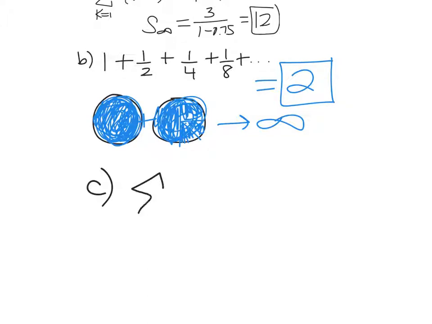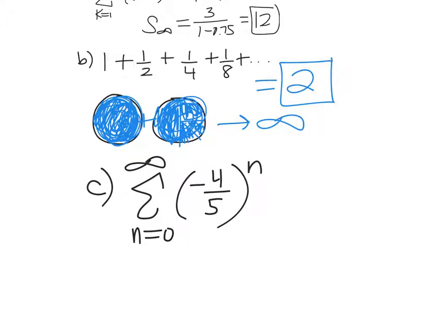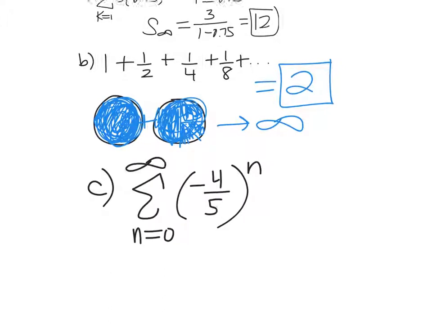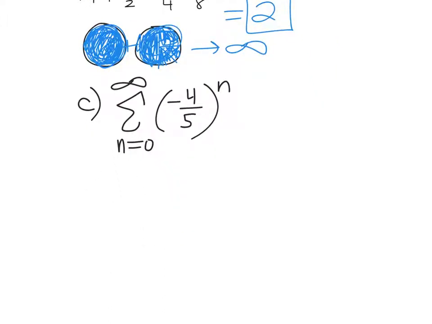Let's add up the numbers from n equals 0 to infinity. It's a really ugly sigma. Negative 4/5 to the n power. Okay. First, you have to make sure that you're allowed to do it. Okay? You have to make sure of 2 things. 1, it's geometric. Yep, it's exponential. And 2, what's r? r is negative 4/5. That is between -1 and 1. We're good.